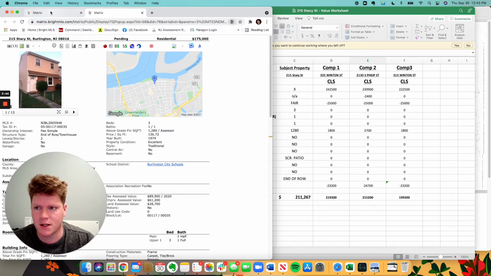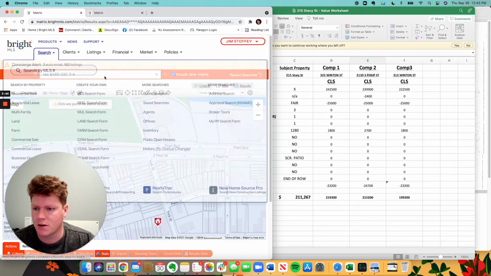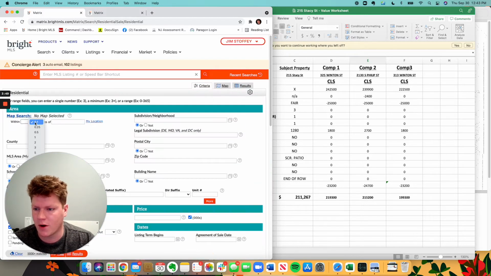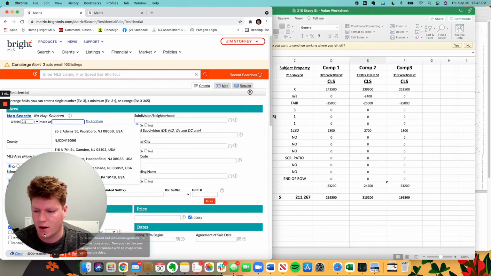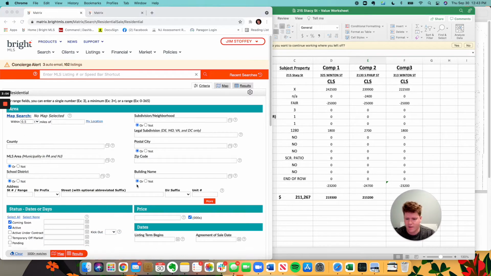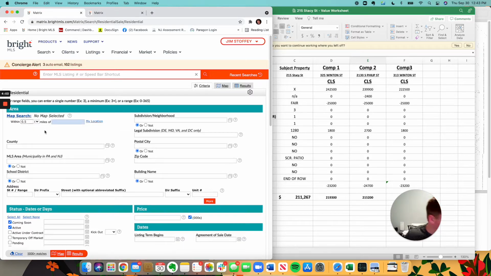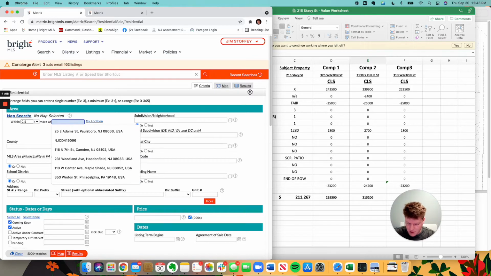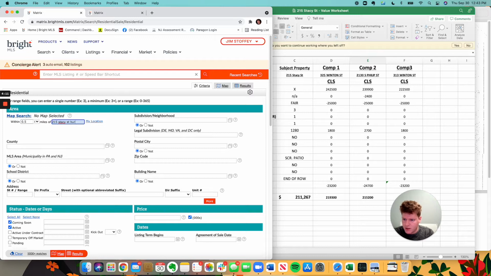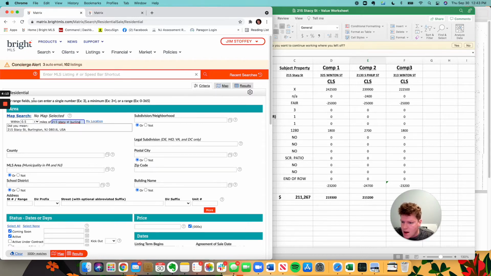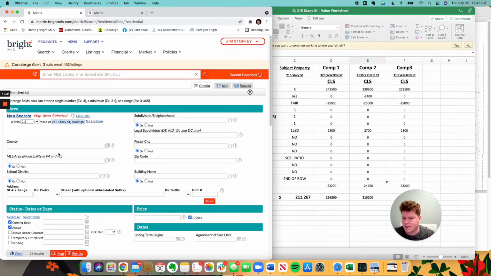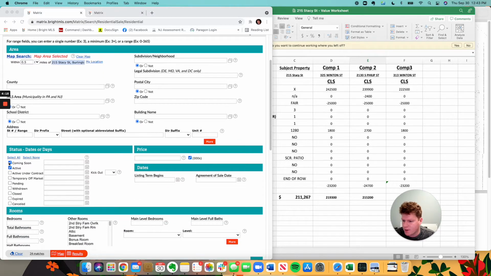So this is the easiest way to do it. I'm just going to start over here. You're going to go to search, residential sale. We're going to do a half a mile radius search around our subject property, 215 Stacy Street, Burlington. Let me just shut this door. Half a mile of 215 Stacy Street, Burlington. Okay. Next, that's it. We're going to uncheck coming soon, uncheck active.